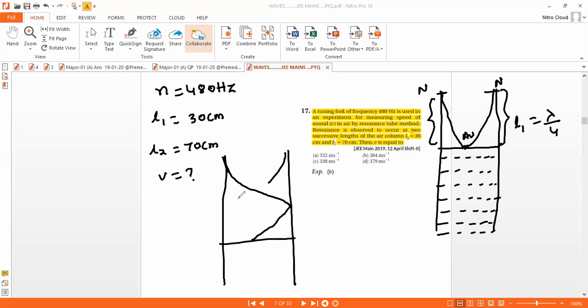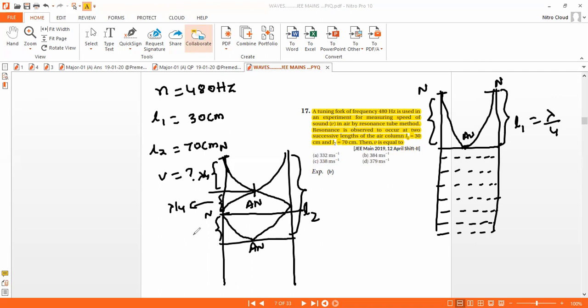Like this. This is my L2. This is antinode, node, and then node. This is antinode. So firstly this distance is lambda by 4, and this distance is another lambda by 4, and this one. So we are having 3 lambda by 4. L2 equal to 3 lambda by 4.